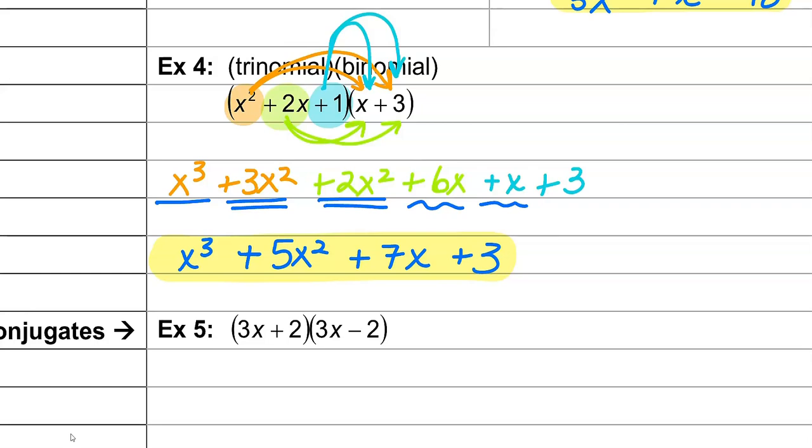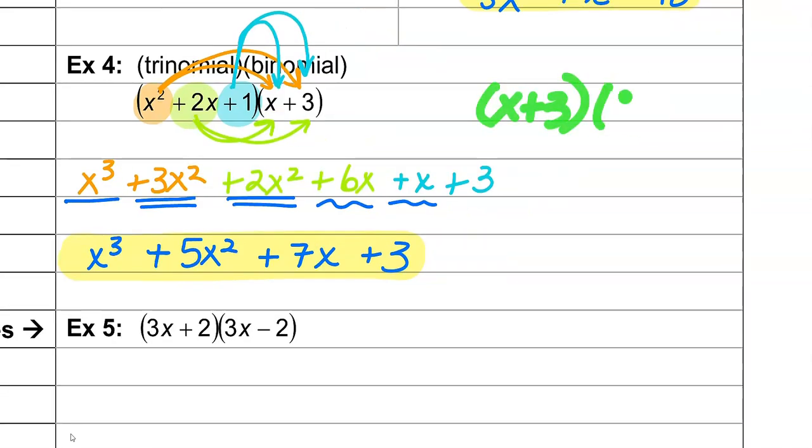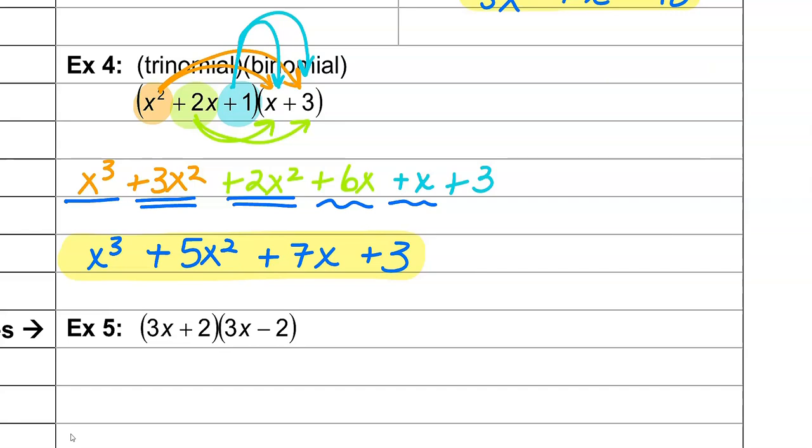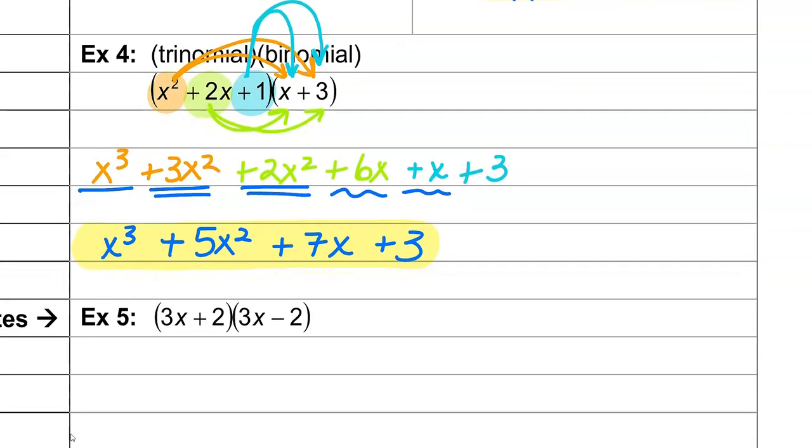How are we doing? Could I flip those around and do a binomial times a trinomial, can I flip the order of this? Would I still get the same answer? Yeah, you just take the first one and you would distribute it through all three terms, the second one through all three terms, add your like terms, and you come up with the exact same answer. Okay? You get the pattern?